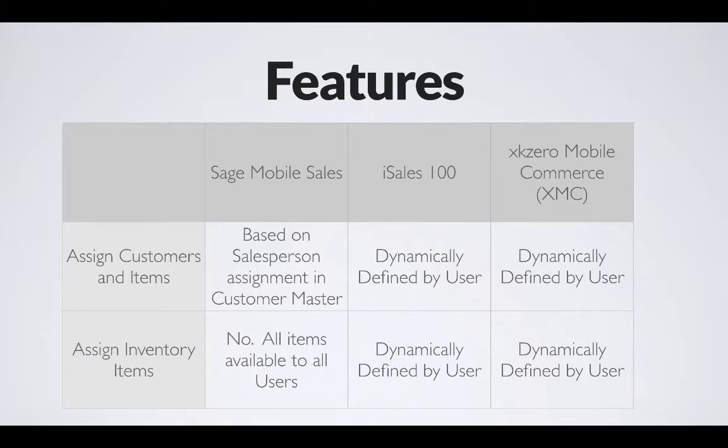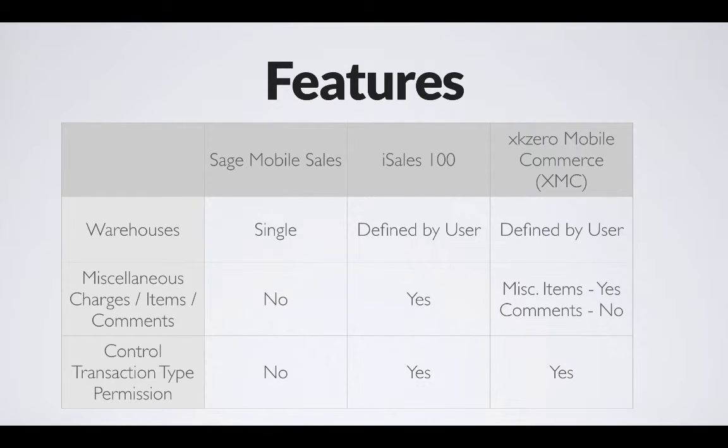On the xkzero side, with iSales and with XMC, you can assign only the inventory items that you want to have available, based on any kind of rule that you might have for the salesperson or for a role within the organization. So if only a certain product line, or certain types of products, can be sold for the purposes of mobile sales, then we can accommodate those kinds of things.